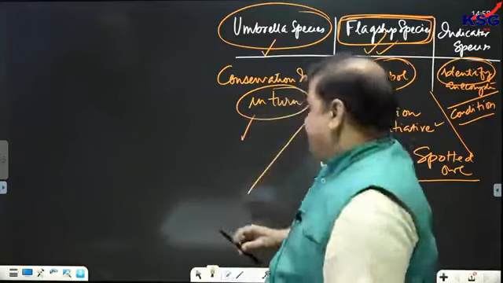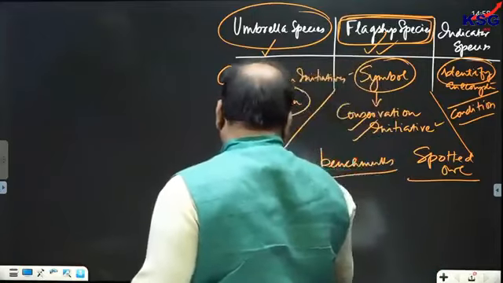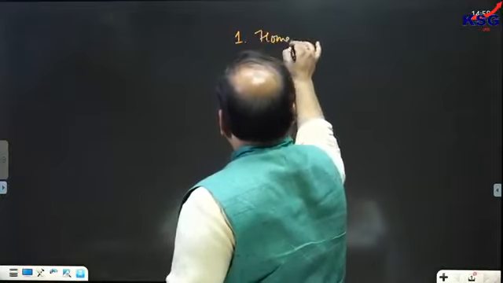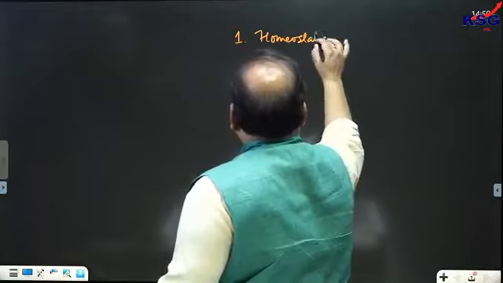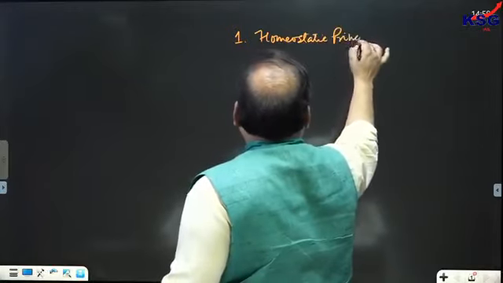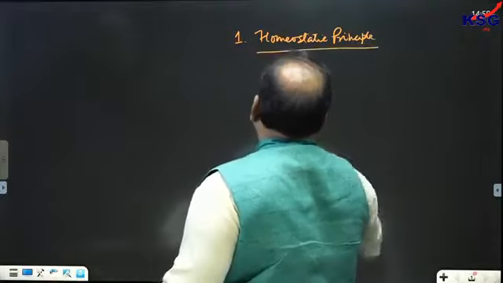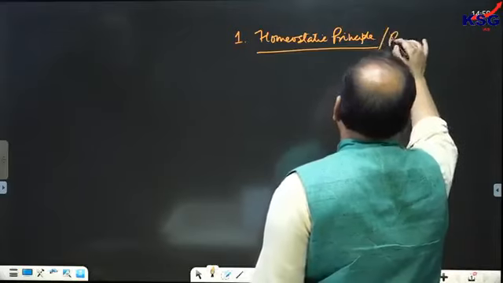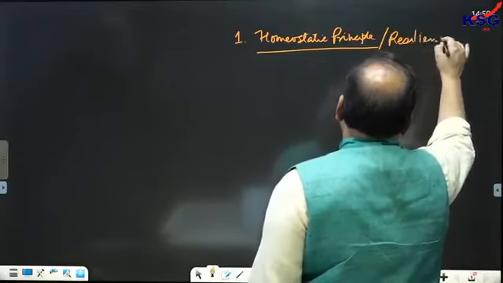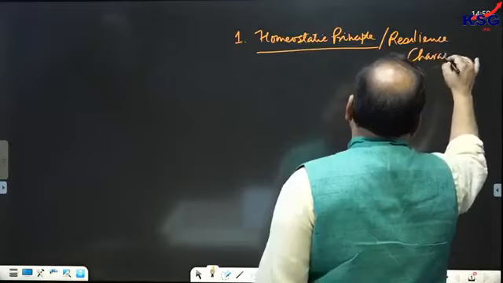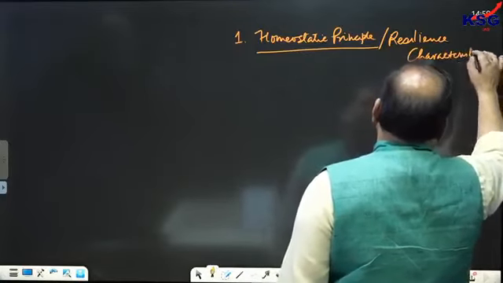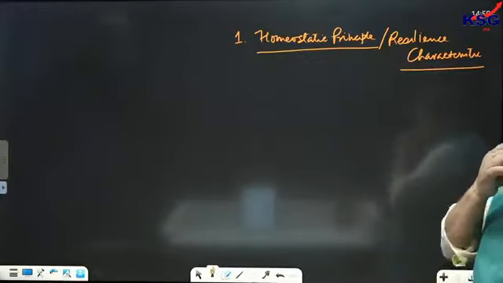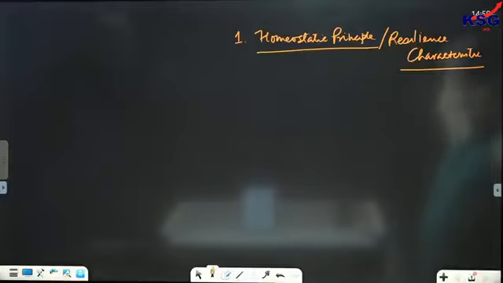Write down first. Principles of ecology. The first principle is the homeostatic principle and resilience characteristic. So what is this characteristic? What is this system all about? Let's know that.